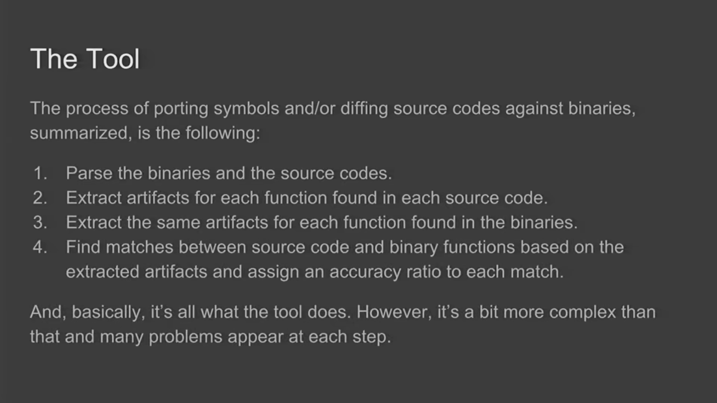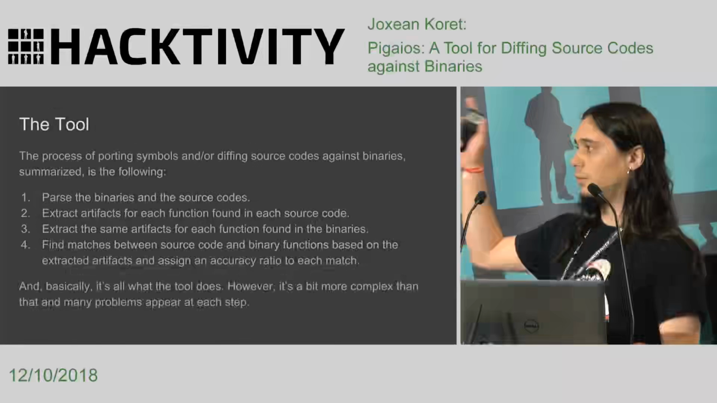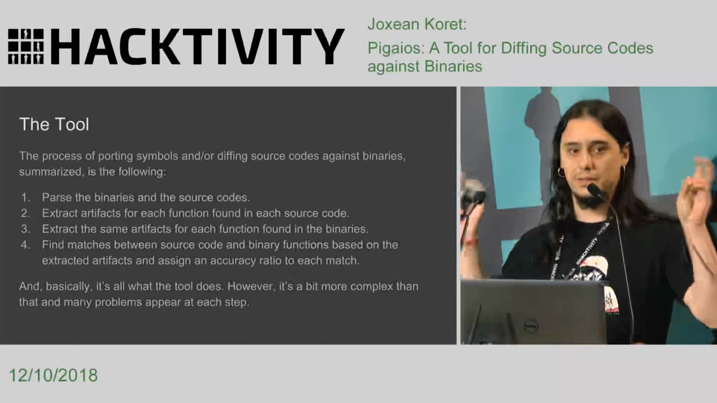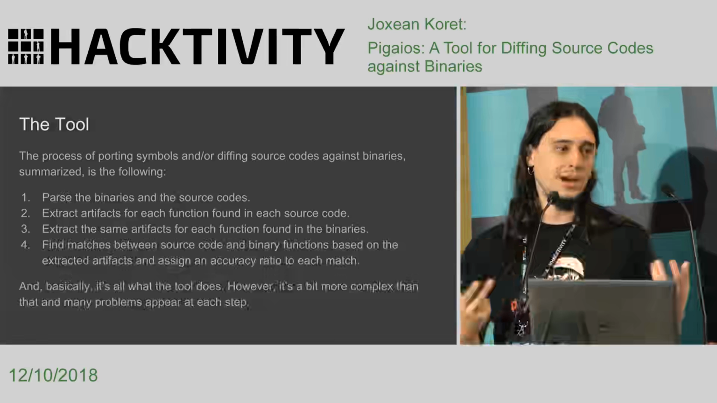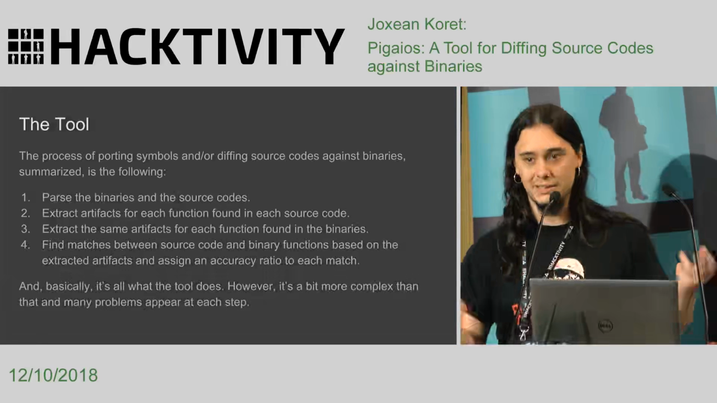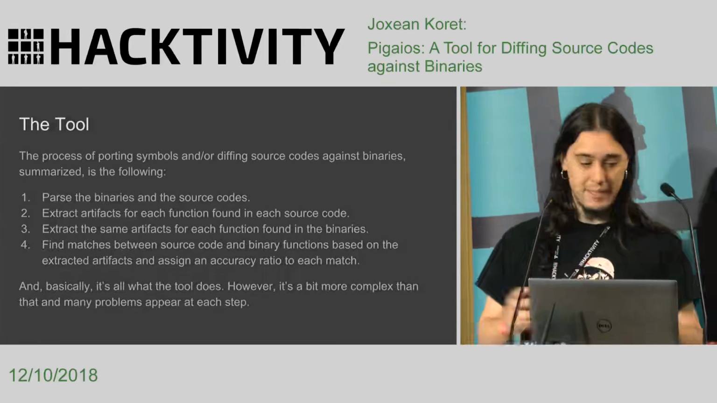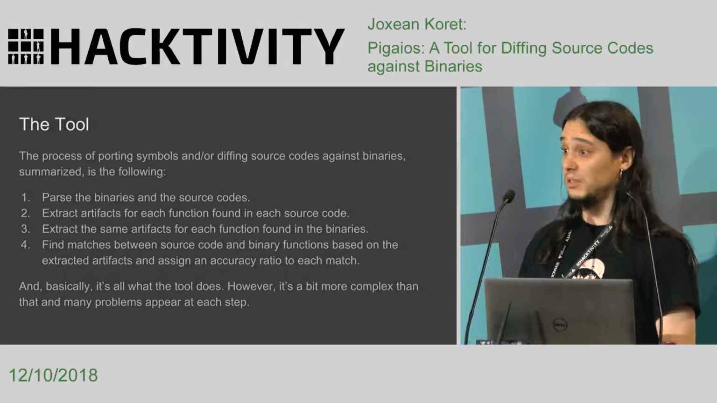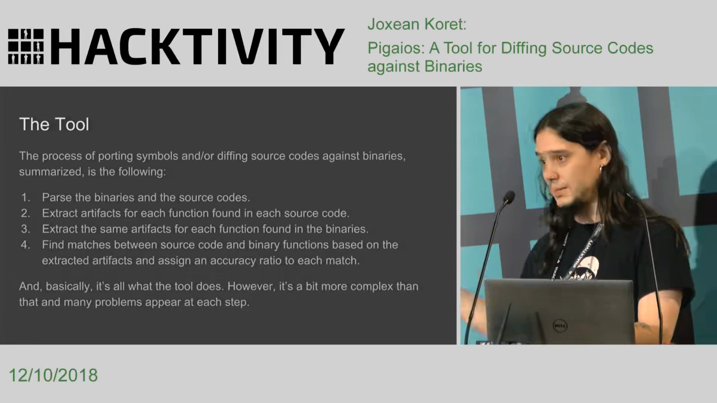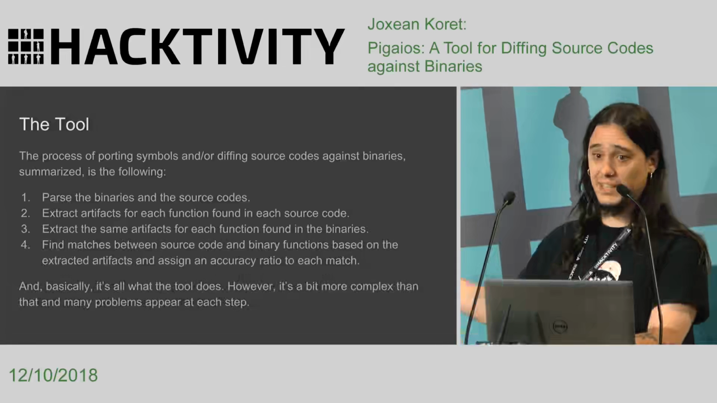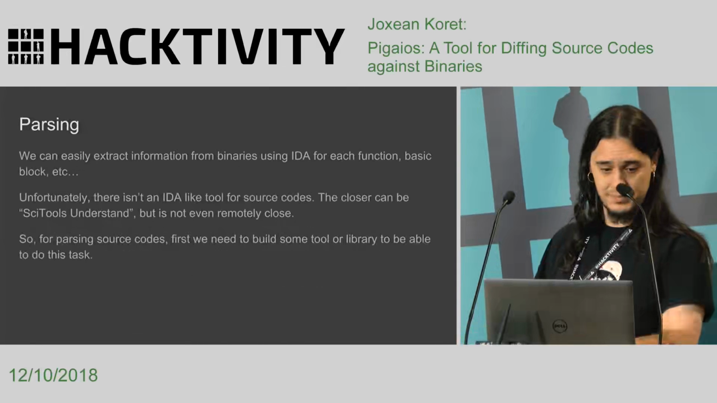We compare, and if the artifacts are the same or similar, it is a match. And then, this is a part that is not fun because it's pretty hard, we calculate an accuracy ratio. That's it: how similar or how related are both functions that we match. And basically, this is all the tool does. It's a bit more complex than what I say here, but basically it's only what it does.